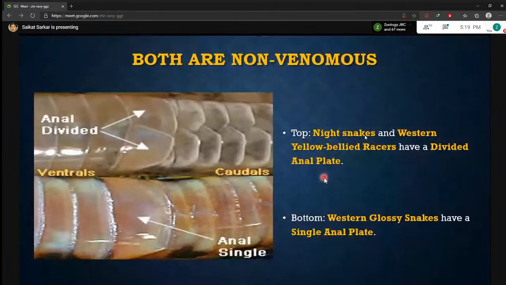Now, this is a true actual picture. This is taken from a night snake and this is a western glossy snake. Both of them are non-venomous and this is divided, this is entire. So, this is a big proof that it has got nothing to do with being venomous or non-venomous, because they are both non-venomous, but they have all kinds of variations.